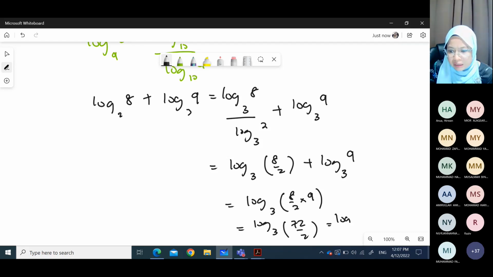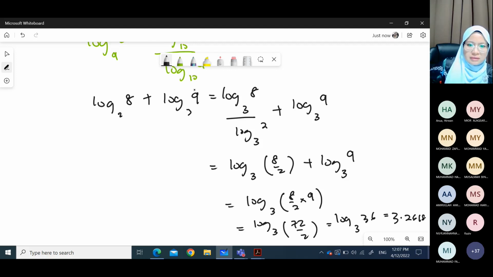So you boleh cari nilai dia lah. Log 3 72 over 36. So jawapan dia log 3 36. So the answer will be 3.2618 something.